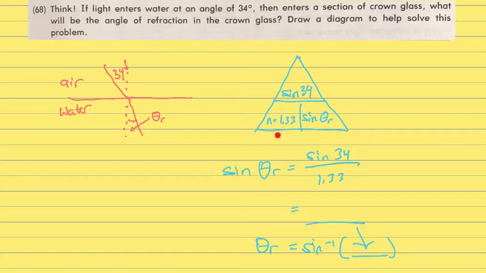So we can just use the magic triangle here. And that should look familiar. And let's see, water, it enters water. And so the N value for water is, and this is right from the table, 1.33. So since we're solving for the sine of theta refraction, we're going to take the sine of 34 and divide by the 1.33.